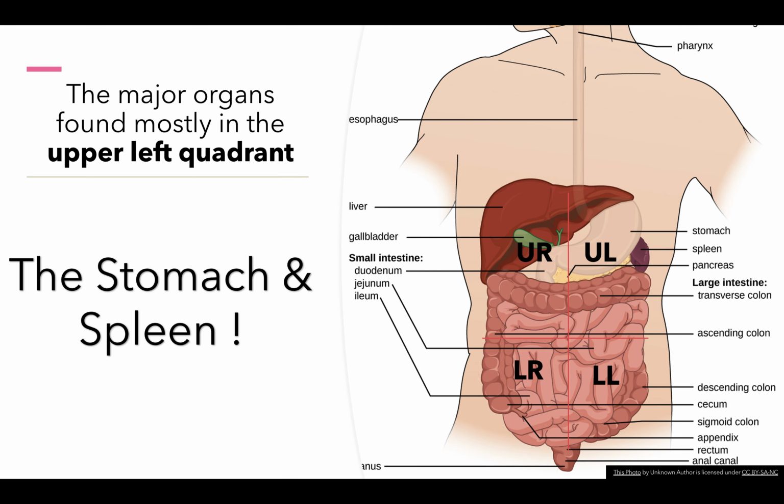The major organs found mostly in the upper left quadrant are the stomach and the spleen. We can see right here, the spleen is slightly behind the stomach. The stomach is a large muscular chamber with rugae, which isn't depicted in this picture, but it allows the stomach to stretch, making room for ingested food. The spleen is the largest organ in the lymphatic system. However, it is actually not essential. We can live without our spleens, even though they have an important role in keeping bodily fluids balanced.